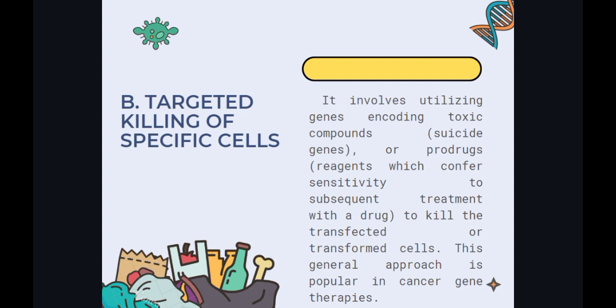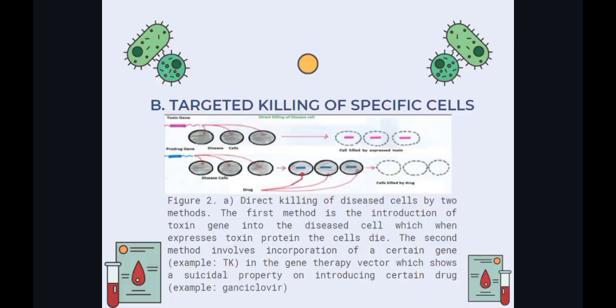Targeted killing of specific cells means using a method that only affects and eliminates particular cells while leaving other cells unharmed. This could involve techniques or treatments that specifically target and destroy only certain types of cell, like cancer cells, without damaging healthy ones nearby.